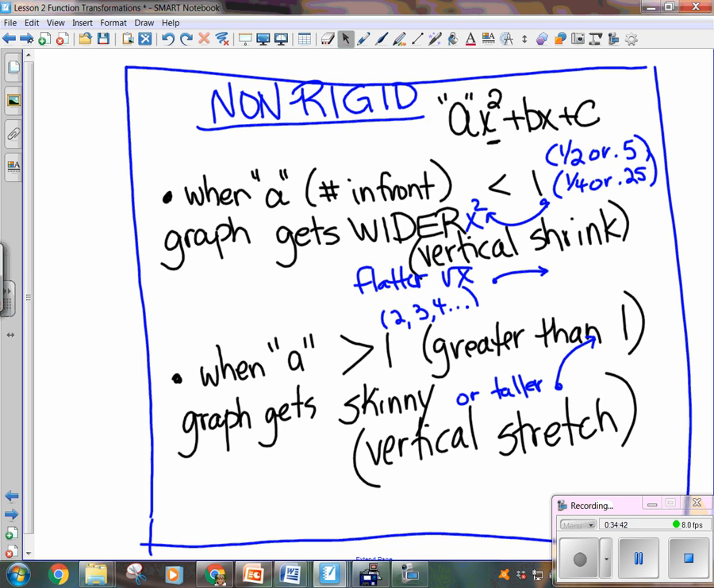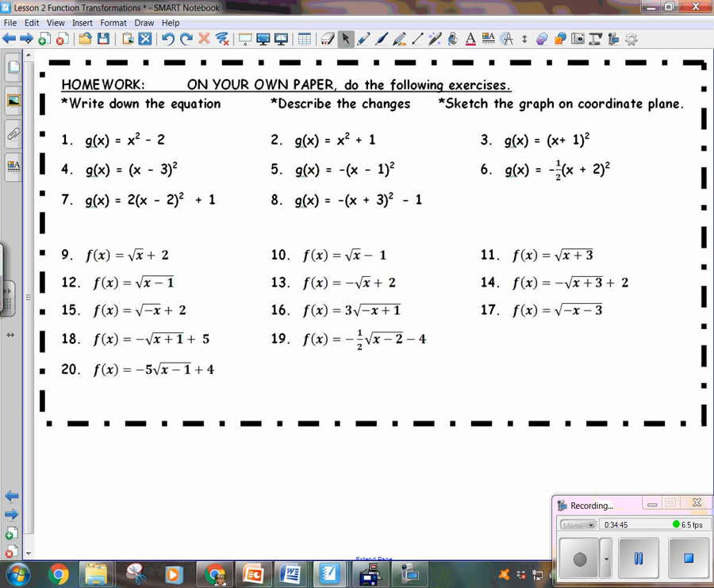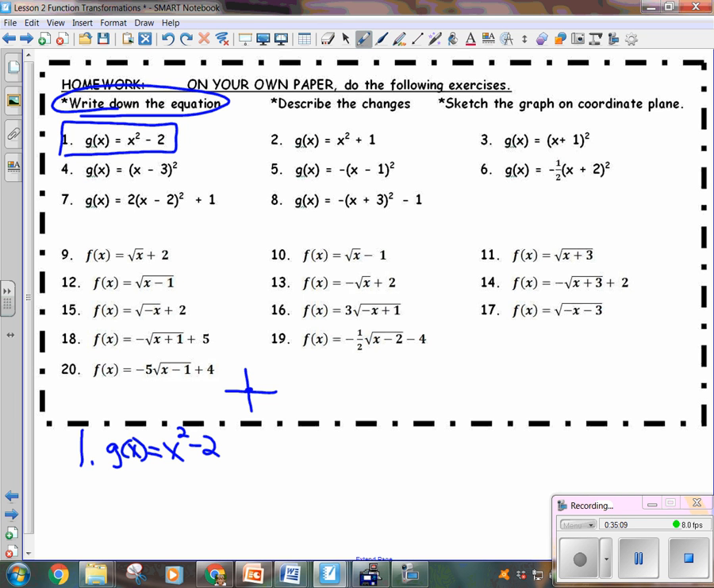All right, as we wrap this up, the first night of homework, I ask you to graph these, and you're going to do one problem at a time. If we were to do number 1, all I'd ask you to do is write down the equation. On your paper, you would write the g of x equation, or y equals x squared minus 2. The first thing I remember is x squared is that U-shaped graph that touches 0, 0. If it says minus 2, it's asking me to describe the changes. All I want is phrases. I think this makes it go down 2.